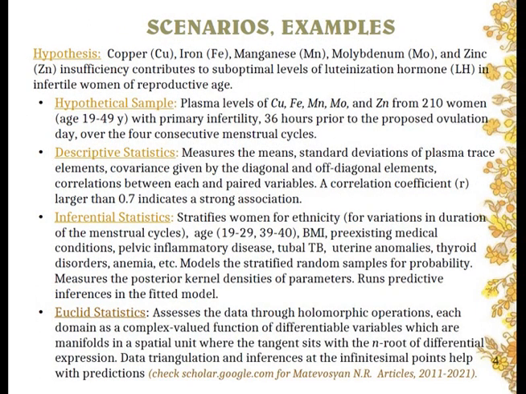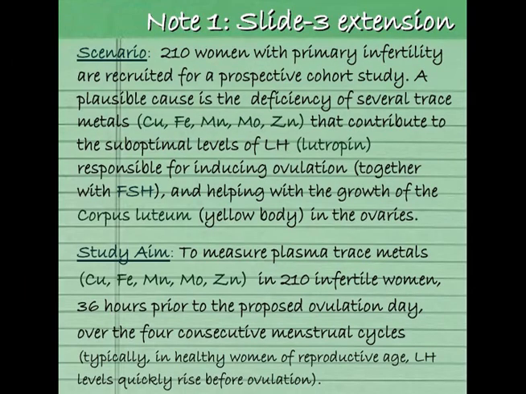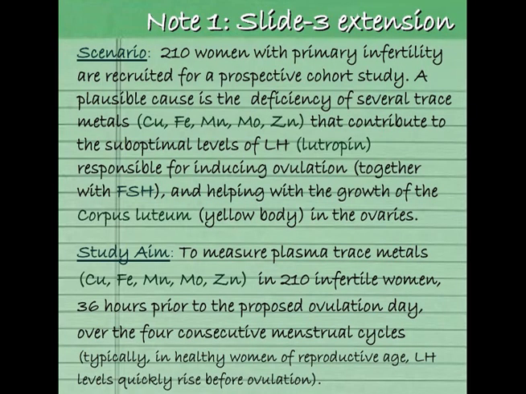In the current slide, I present a hypothetical scenario to show how each of the trends would reach a solution. Let's say we have 210 women with primary infertility, and a possible cause that is viewed is deficiency of several trace metals that contribute to the suboptimal levels of the LH hormone, also known as luteropin, which is responsible for inducing ovulation together with FSH and helping with the growth of corpus luteum, or the yellow body, in the ovaries. Because in healthy women of reproductive age, LH levels quickly rise just before ovulation, the study aims to measure the plasma trace elements 36 hours prior to the proposed ovulation day, over 4 consecutive menstrual cycles. So, the study construct is proper.